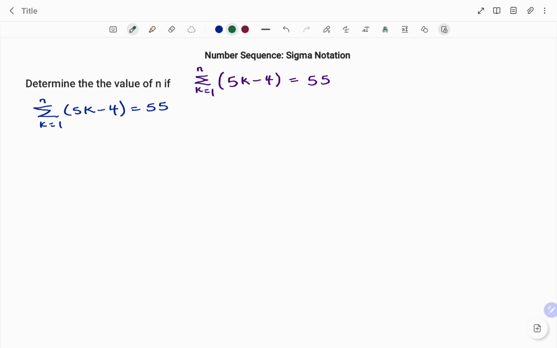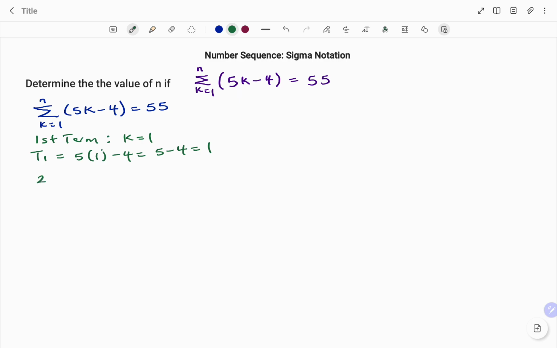Starting with the first term, because it's starting from k equals 1, that's our lower limit. So we have k equals 1, and that means our t1, which is our first term, will be every occurrence of k replaced with 1. So we have 5k minus 4 becomes 5 times 1 minus 4, which is 5 minus 4, equal to 1. So our first term is 1.